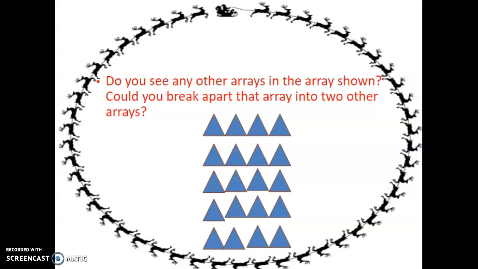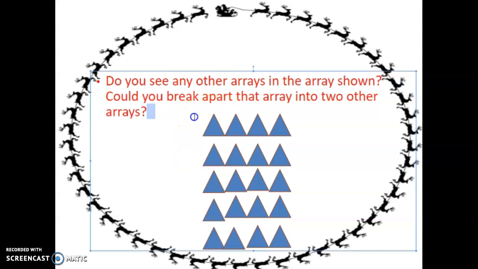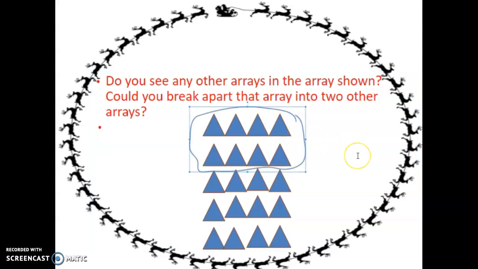So let's think about some ways that we could look at this to get an idea of how to break it apart. Now, there's not only one way to break this array apart. I'm going to show you one example first. I'm going to come up here and get my scribble line so that I can draw a circle to break these two arrays apart. I'm going to write a multiplication fact for this array and this array.